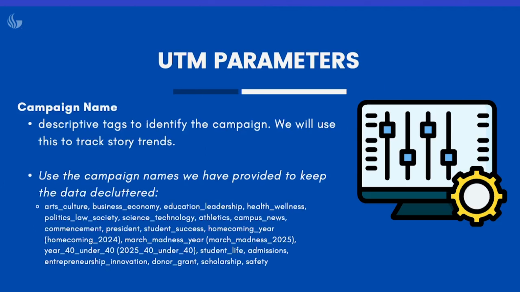And lastly, we have the campaign name. These are descriptive tags to identify the campaign. We also provided some campaign names that you can choose from just to keep the data decluttered. But if you do come up with your own campaign name, try your best to make sure it fits and aligns with the ones that we provided. And if it doesn't align, then try to make up your own. But try not to make up too many at the same time, because it can clutter the data that's already stored in Google Analytics.